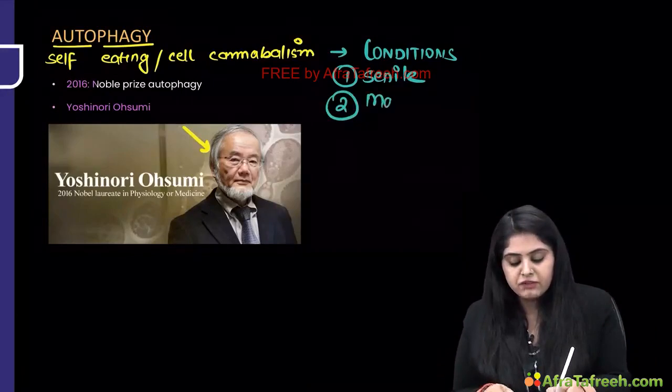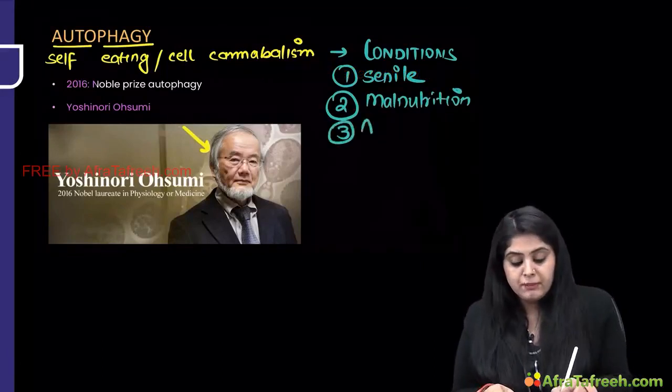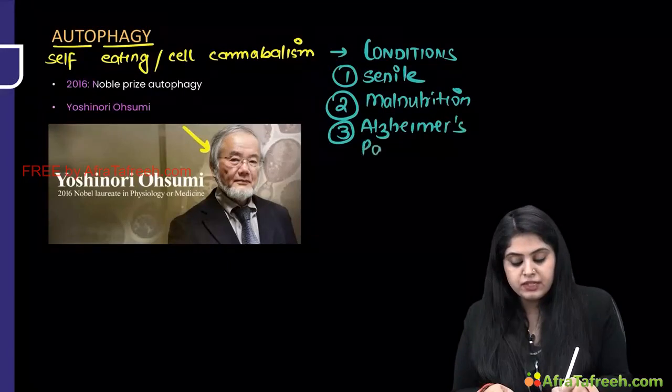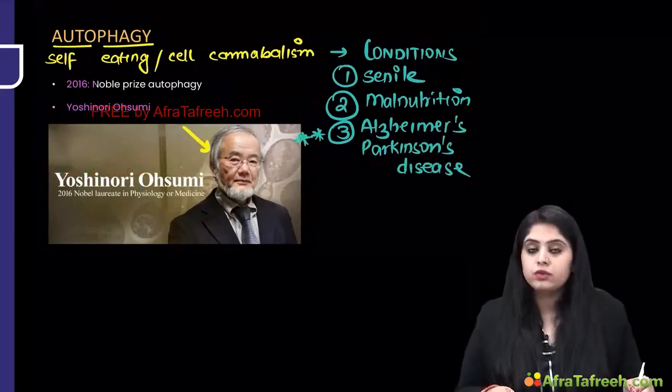Similarly, if someone is suffering from malnourishment, a case of malnutrition, then also. Thirdly, please remember, this is now being linked with a lot of neurodegenerative conditions like Alzheimer's and Parkinson's disease. That is exactly what I want all of you to know, that these are the situations nowadays in which they are saying that autophagy is noted.